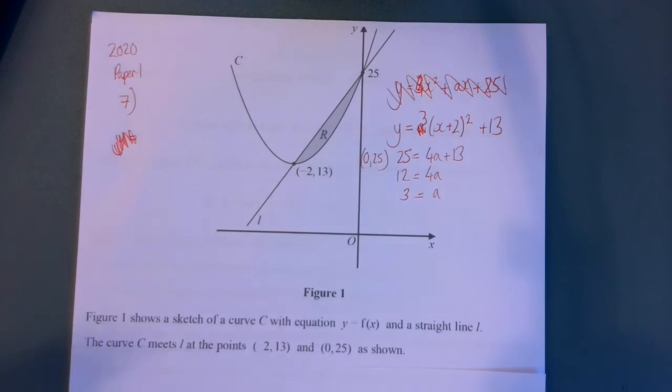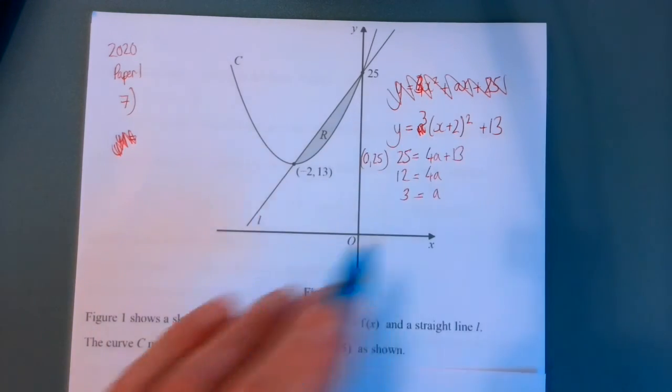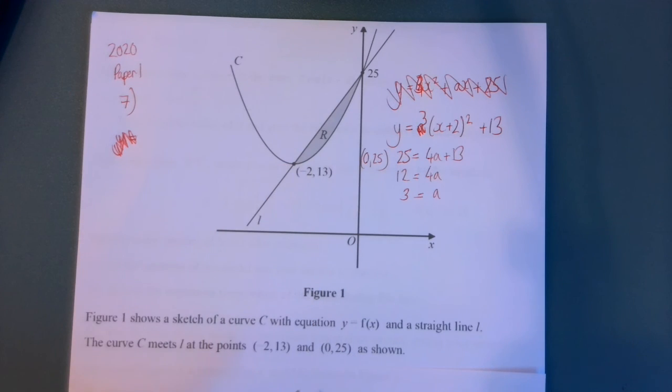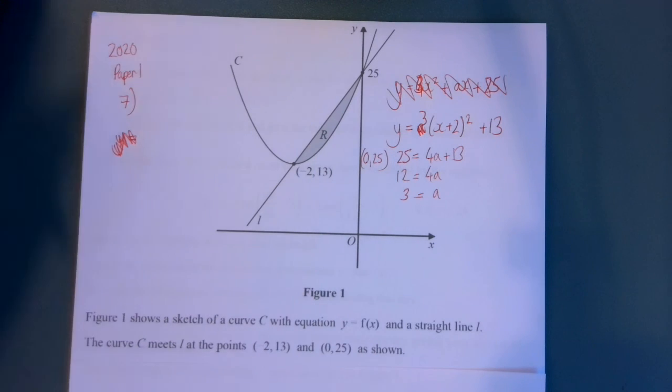Hopefully that's okay. Remember, having a multiplier in front of the bracket there makes no change to the turning point. It doesn't change the location of the turning point at all. Okay, that's that question.